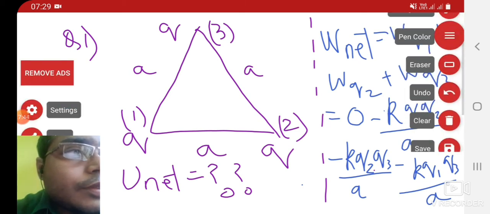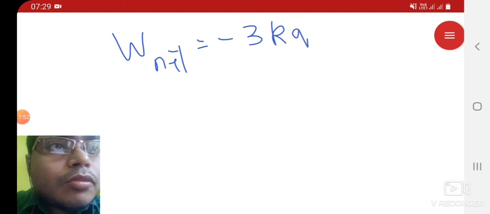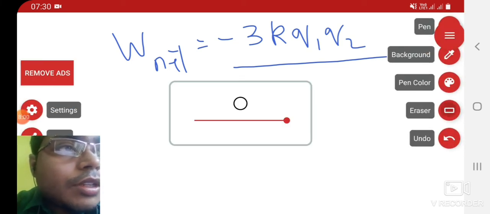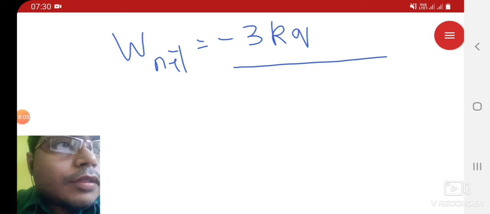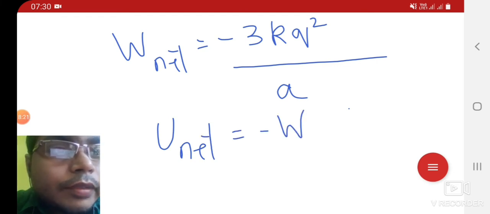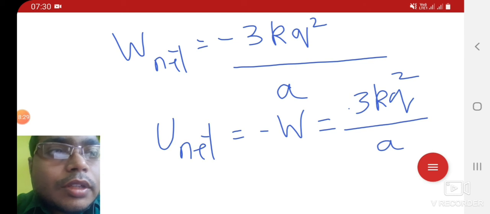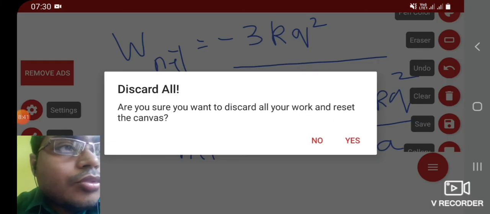From here we can say the net work done is minus 3 times k q1 q2 divided by A. All the charges are equal, as given in the question, so this becomes minus 3k q square divided by A. Now when we write the potential energy, it will be minus of work done, so it will become 3k q square divided by A. So this is the answer: the net electrostatic potential energy is 3k q square divided by A. This is the net potential energy of the whole system. Let us try one more question of this type.